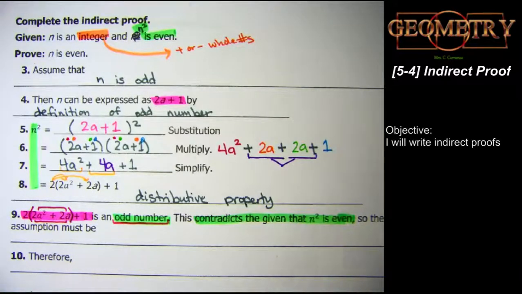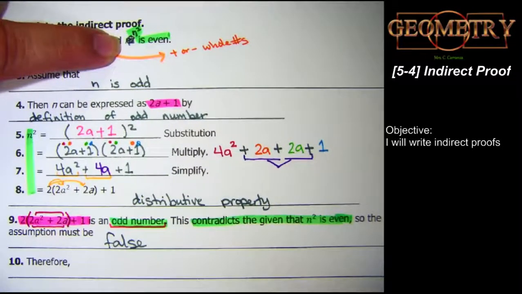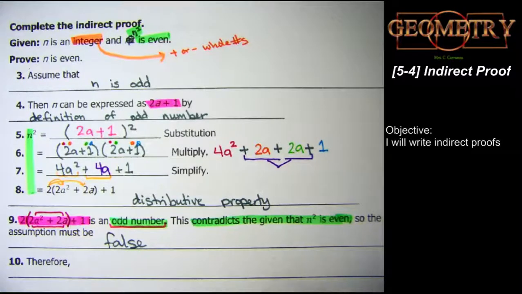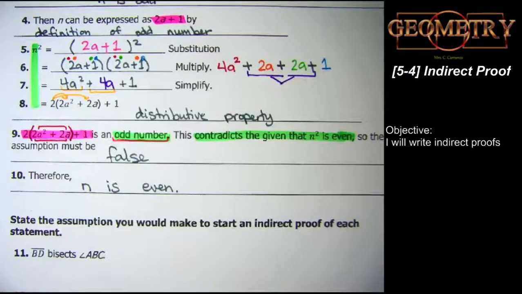Mind blown. But that means that the original assumption that we started off with up here, where we said n is odd, it's false. Because the moment we say n is odd, it turns n squared odd. But n squared is already even. Contradiction. That means then that n has to be even. Feeling okay with this? Yep.